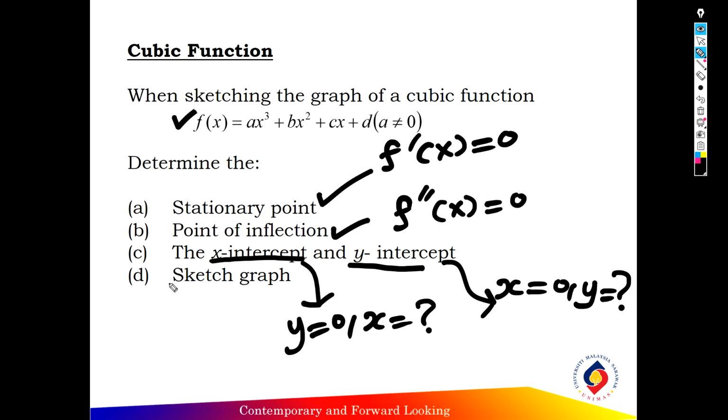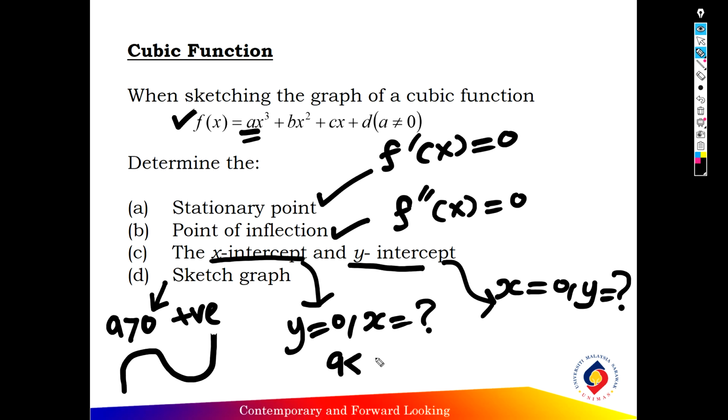So, the shape of the cubic function. First, when the coefficient a is greater than 0, or positive, the shape of the cubic function from the left is concave downwards and then concave up. Second, if the value of a is less than 0, or a negative sign, the graph from the left is concave up and then concave downwards.